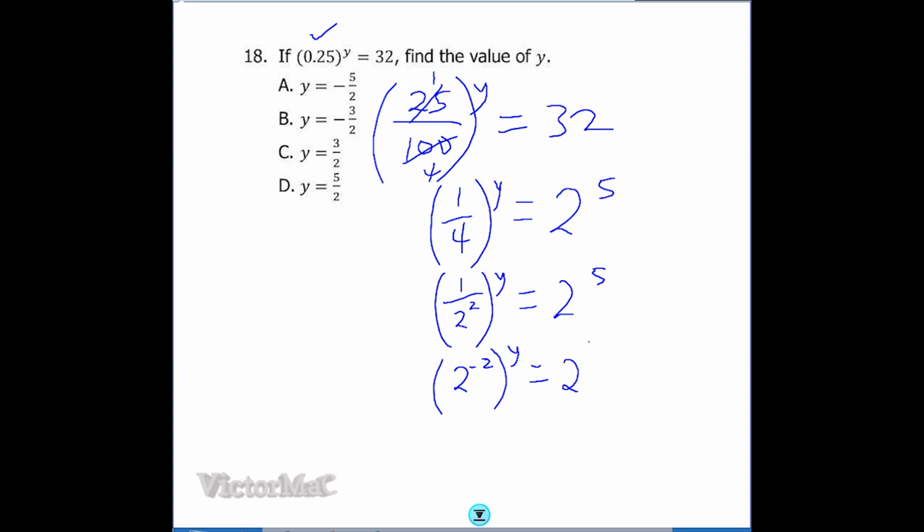Equals 2 raised to power 5. When we multiply by laws of indices, the product of indices here, minus 2 times y, we have minus 2y, and then 2 raised to power 5. Because the bases are the same, we can cancel. So minus 2y equals 5. Then divide both sides by minus 2 to get our y.